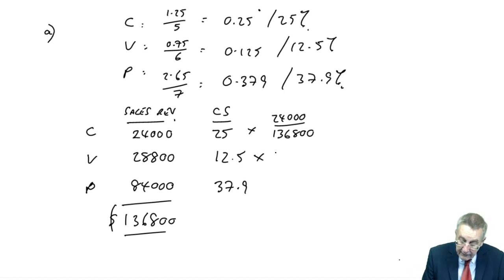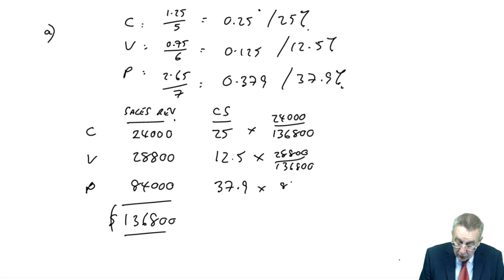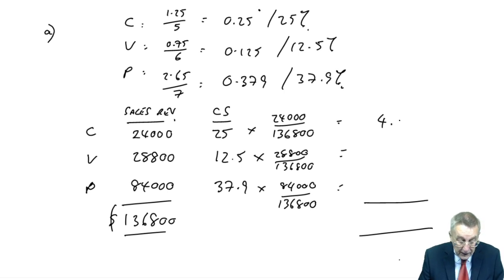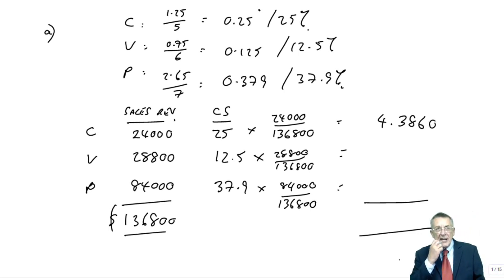So V, the revenue is 28,800 over 136,800. And P rather, 84,000 over 136,800. So if you'll bear with me a second while I do the arithmetic, if I multiply by the proportions of revenue and add up, that will give me a weighted average. So for C, 25 times 24,000 over 136,800, I get 4.3860. I'll do it to more decimal places and then round at the end.